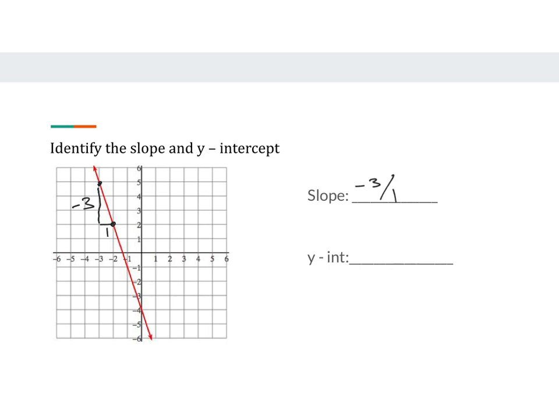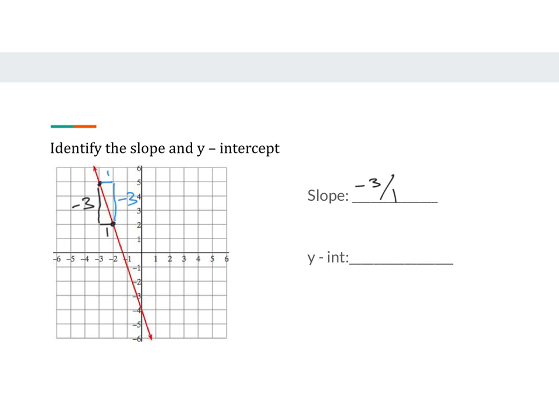If instead I wanted to go over and down, so I could go to the right 1 and then down 3, I would still have the same value. I'd still have a negative 3 over 1 because my rise would be negative 3 and my run would still be a positive 1. So it doesn't matter if we go down and over or over and then down, we're going to end up with the same slope.